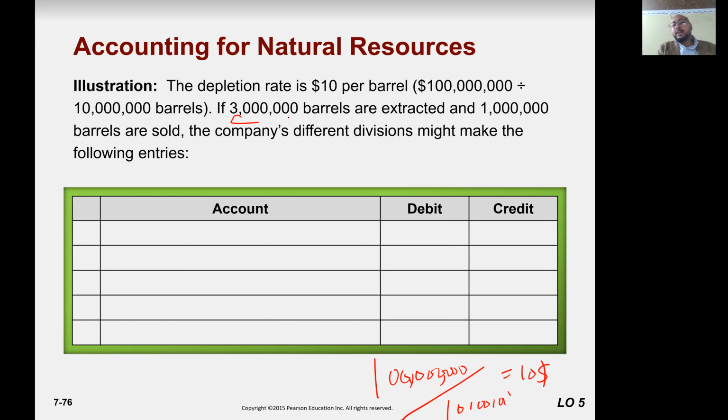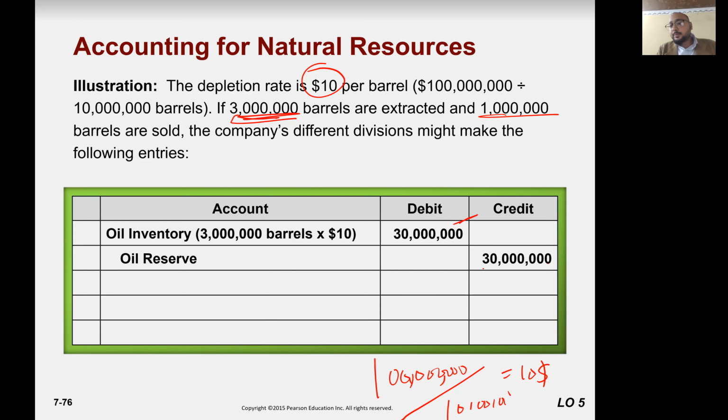So they extracted 3 million barrels, right? And 1 million barrels are sold, right? What will be the entries? First of all, the depletion. Depletion is going to be 3 million multiplied by 10, 30 million depletion. So oil inventory, which is, okay, oil inventory that they dig up 30 million, oil reserve 30 million.